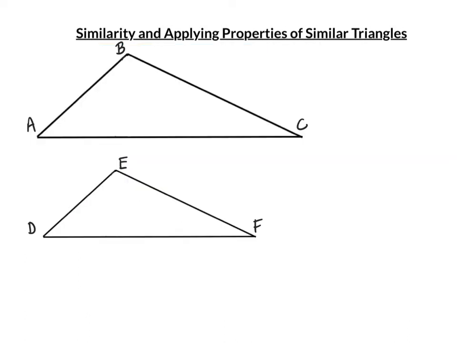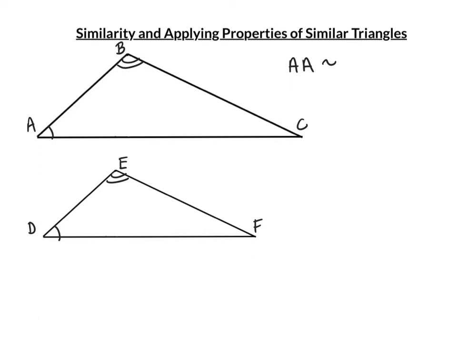Take a look at these two triangles. If angle A was congruent to angle D, and angle B was congruent to angle E, I automatically know the third angles are congruent because if two angles are congruent in the two triangles, then the third angles are congruent. These two triangles are similar by angle-angle similarity.